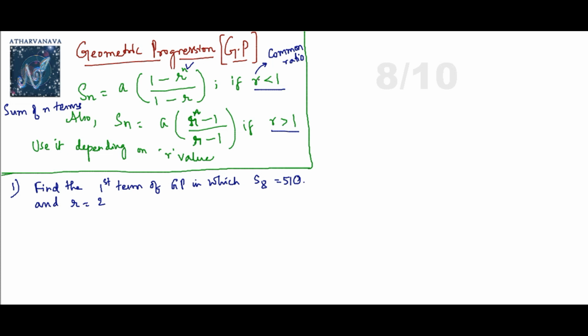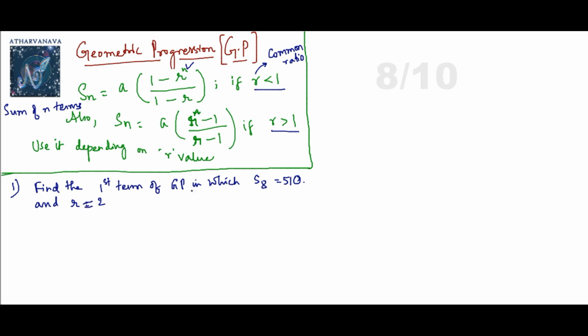What's the difference? If your r value is less than 1, since it is less than 1, the r value is kept in the second position and 1 is kept in the first position. If your r value is greater than 1, obviously the greater value is r, so you keep the r value in the first position and 1 in the second position. So you understand that the r value is the main criterion to decide the formula. Okay, let's see a question here.